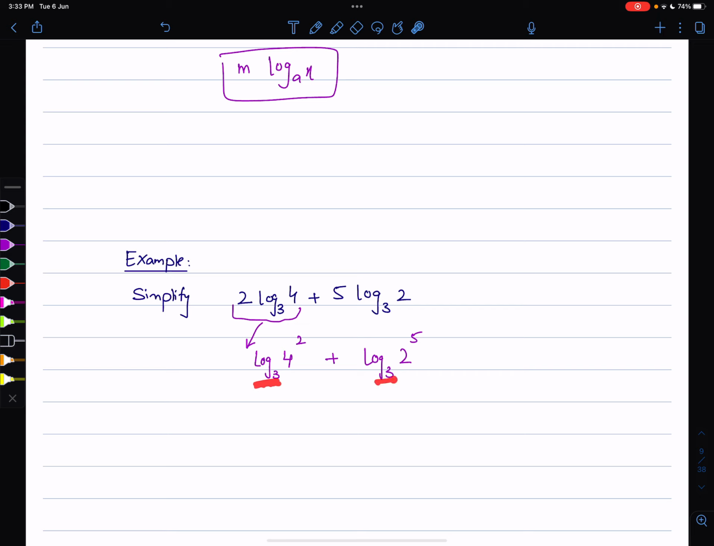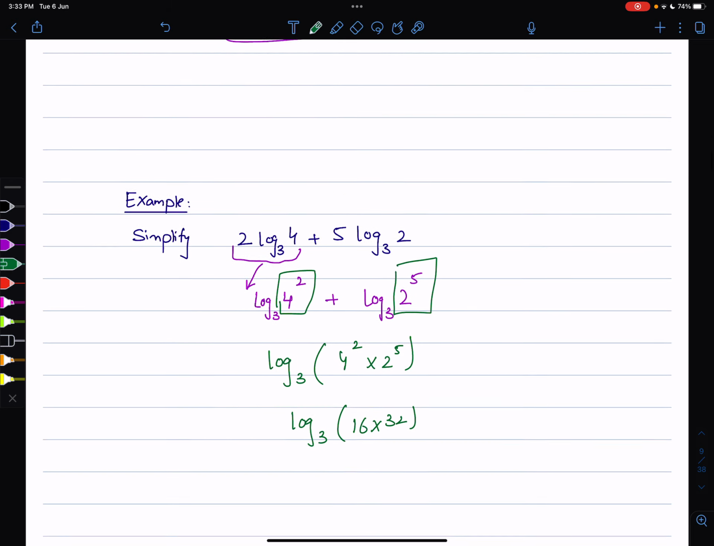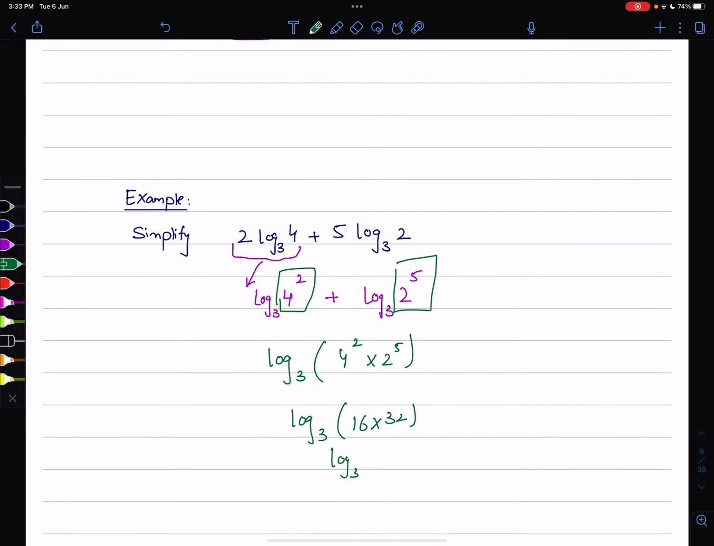Now the logs are of the same base and they are being added, so we can use the multiplication rule over here. Log to the base 3 of 4 squared times 2 to the power of 5. So log to the base 3 of 16 times 32, that is log to the base 3 of 512. So that is the simplification of this expression.